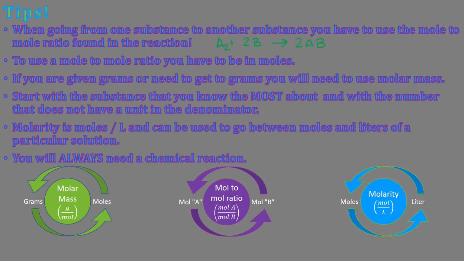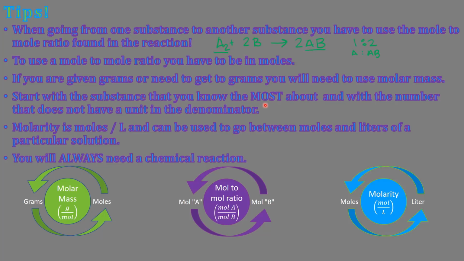All right, the mole to mole ratio of A to AB is 1 to 2, right? Because 1 mole of A2 reacts with 2 moles of B to give us 2AB. So if we're just looking at A to AB, then that's 1 to 2. That's a mole to mole ratio. And to use a mole to mole ratio, you have to have the unit of moles. So if you're given grams, you have to get into moles first. We use molar mass to go back and forth between grams and moles.